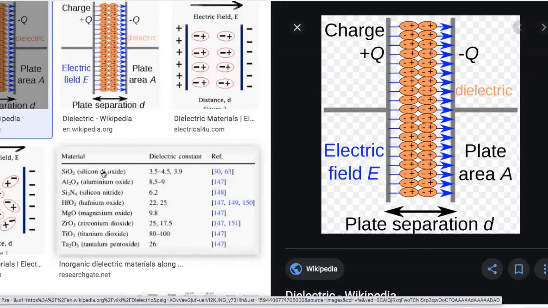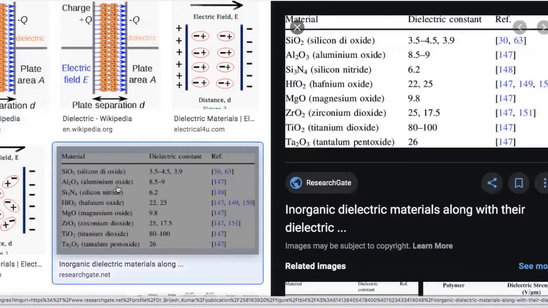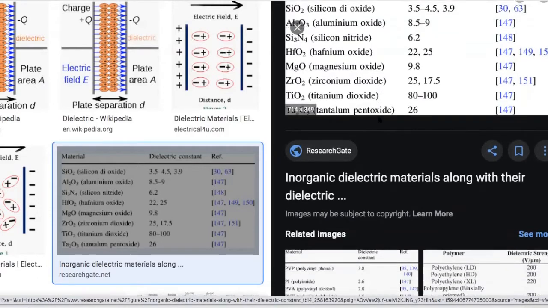Here we can see some other materials and their dielectric constants: silicon dioxide, 3.5, aluminum oxide, silicon nitride. They're in the range of 3, 8, 6, 29. So those will tend to increase the capacitance by that factor, depending on if you want to make a stronger capacitor.